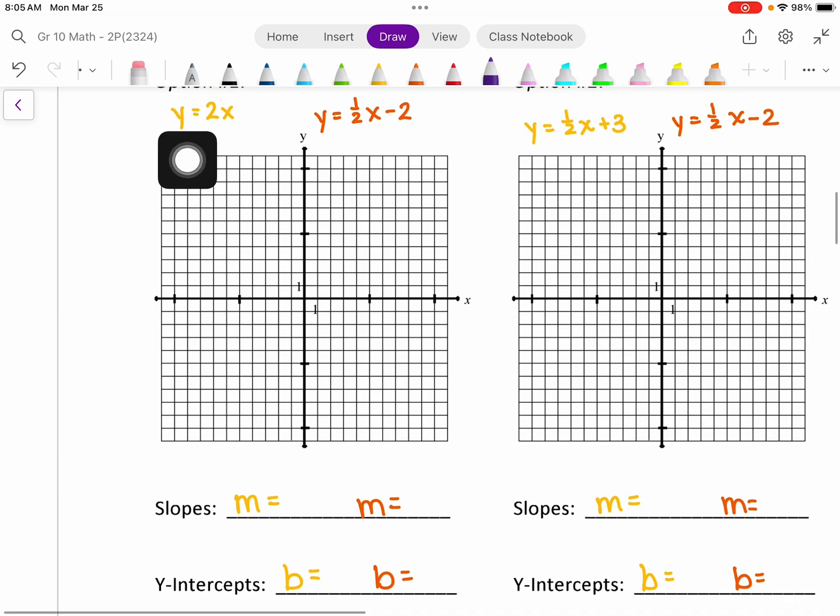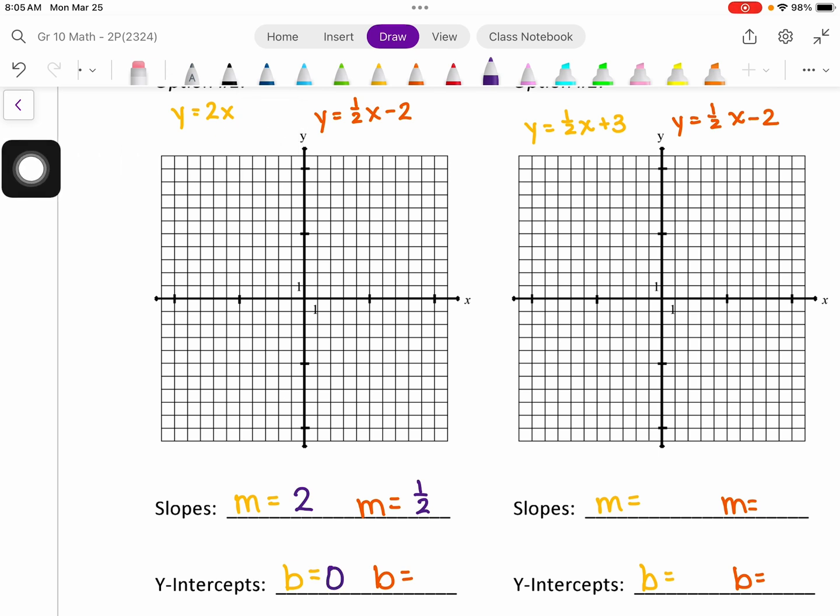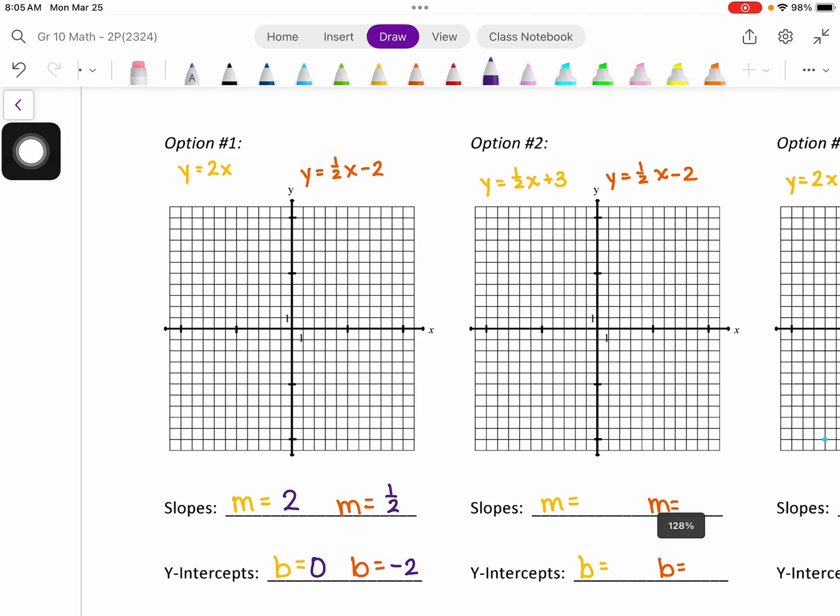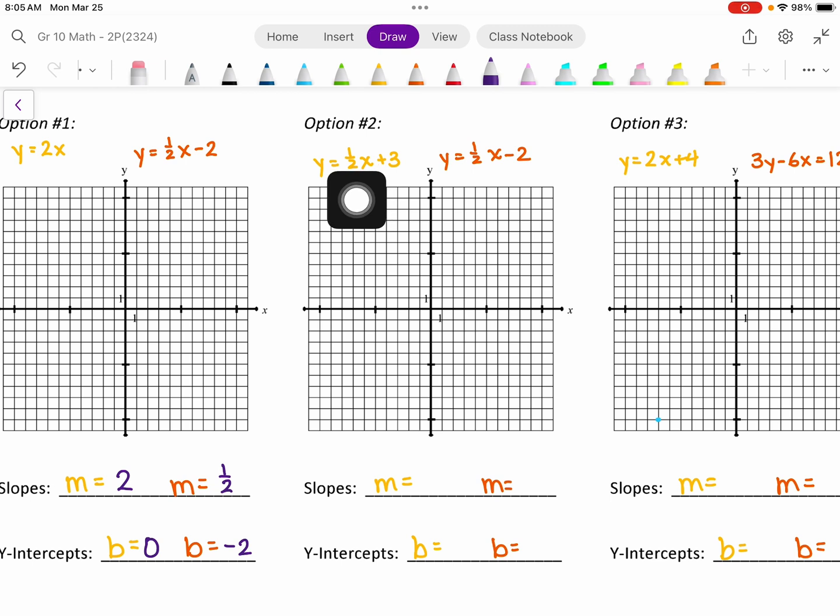So we'll practice our skill. The number in front of x is our slope, so we have a 2 for this one, 1/2 for this one. So 2 and 1/2 are the slopes we have. And the number that is not being multiplied by x is our y-intercept. In this case, I have no number. So what can I add that is nothing? And that would be 0. So my y-intercept here is 0, and here it's -2. And let's just do these for all of them. So here I have 1/2 for both slopes.